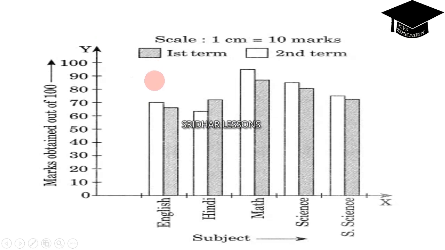This is the bar graph. 1 centimeter is equal to 10 marks. This is the first term, this is the second term. First term and second term examination. Like this we have to draw the bar graph. See this picture clearly.